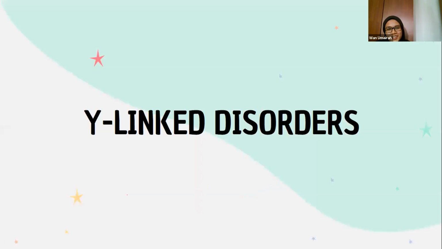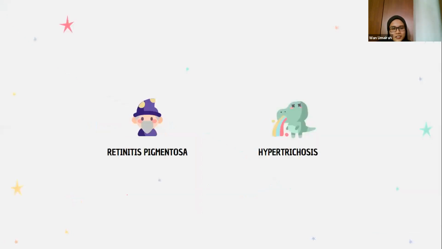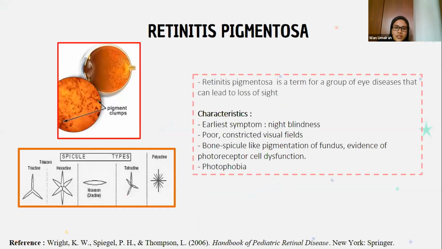And lastly, we go to the Y-linked disorders, which are retinitis pigmentosa and hypertrichosis. Retinitis pigmentosa is a term for a group of eye diseases that can lead to loss of sight. The earliest symptoms that can be detected are night blindness, poor or constricted visual fields, and bone spicule-like pigmentation of the fundus, like in the picture, where there is a speckle-like shape in the pigmentation of the fundus. Also there is evidence of photoreceptor cell dysfunction, and also photophobia, which is sensitivity to light.